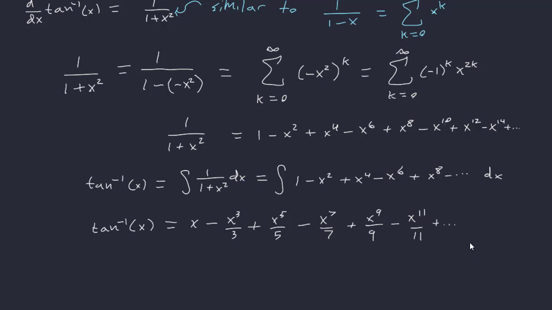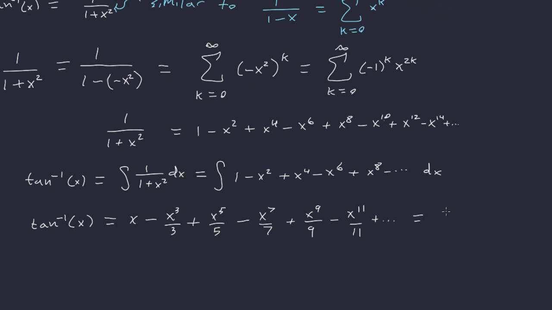Okay, and if I had this written out like a series, we could integrate this term by term. So the constant's not going to change. That negative 1 to the k won't change. All we do here is we add 1 to the exponent and divide by it. Okay, so this is the series representation of tan inverse.